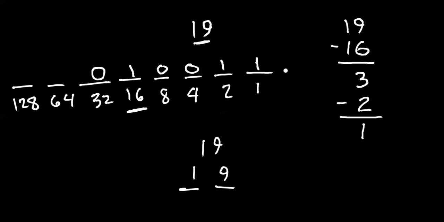And here's a quick tip. Anytime that you have a 1 over here in your 1 spot, your number is always going to be odd. So 16 plus 2 is 18. 18 plus 1 is 19. So the number 10011 in binary is the number 19.